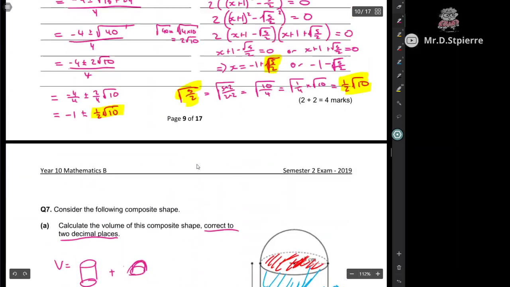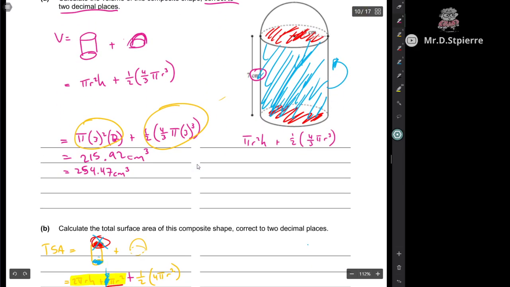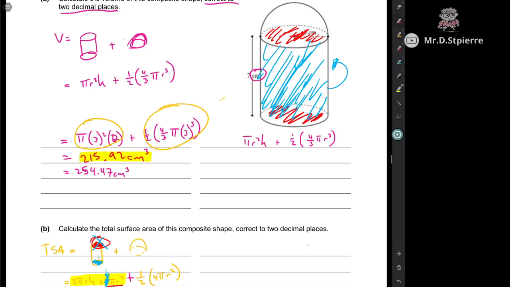So the first error is in question 7a. I said the answer was 215.92. I got that error because I hadn't written very clearly. This cubed here above the 3 was written pretty rough and it looked like a squared when it should definitely be a cubed. And then when you cube that 3 instead of squaring it, you actually get 254.47 centimeters cubed. So question 7a, that's the correct answer.